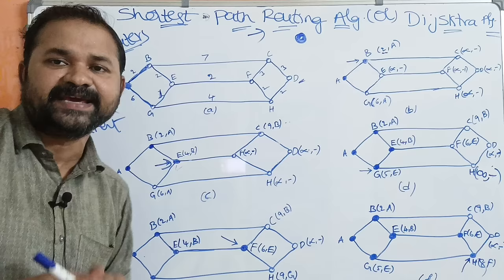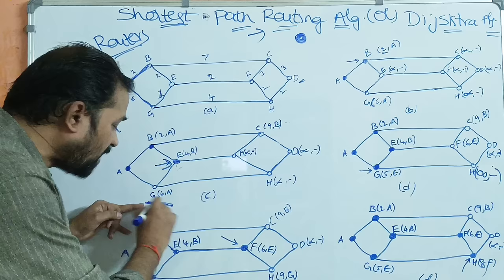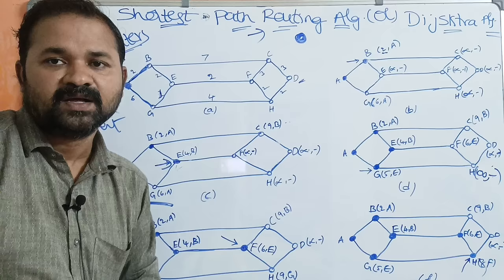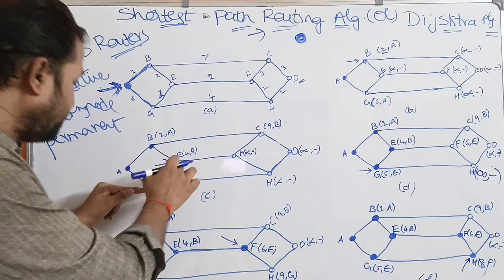We have two neighboring nodes, F and G. Already the path length of G is calculated, that is 6. Suppose if you get a new value, then we have to update with that new value. Why? Because here our major intention is always we need to find the shortest path length. If we focus on this one, here the cost of E is 4.